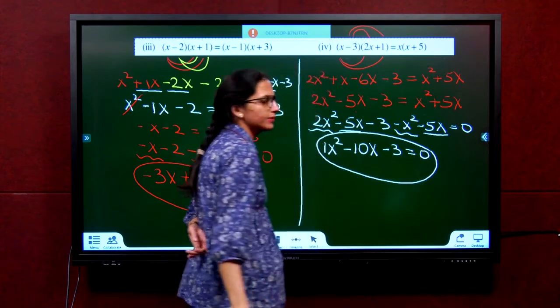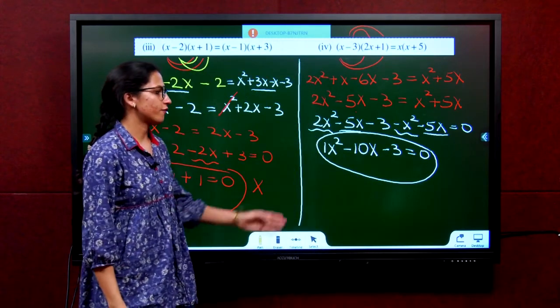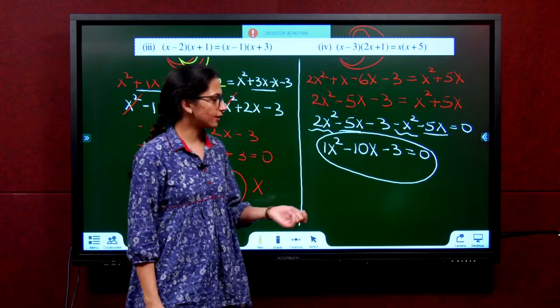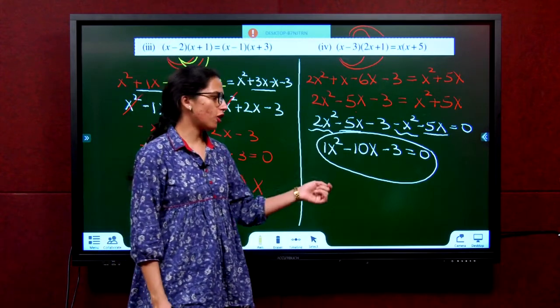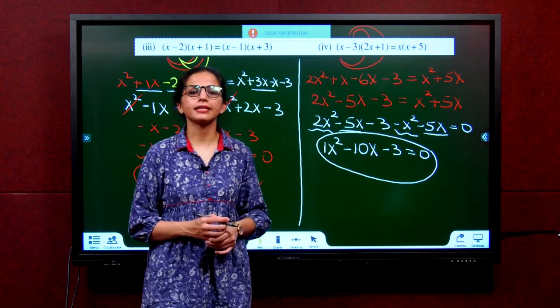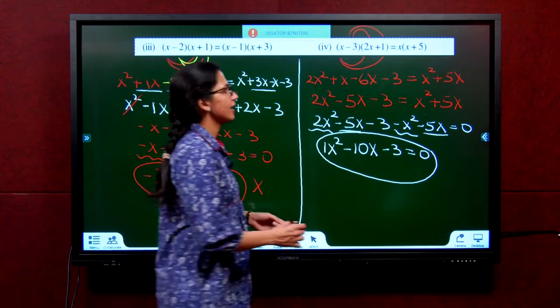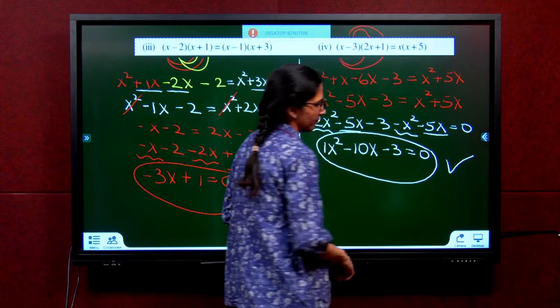Is the x square term there? Yes, it's there. Therefore, it is a quadratic equation. What will be the conclusion? This is of the form ax square plus bx plus c equals 0. Hence, it is a quadratic equation.